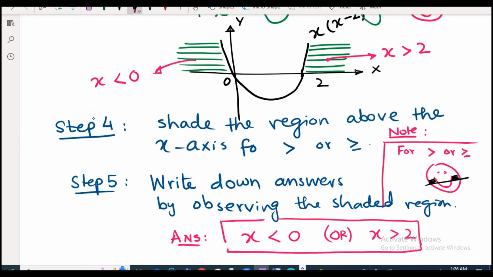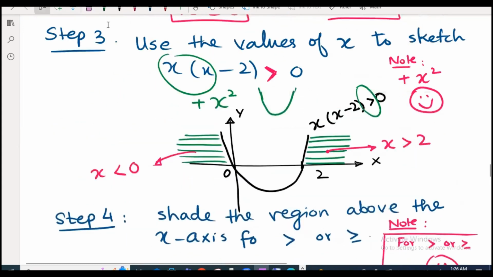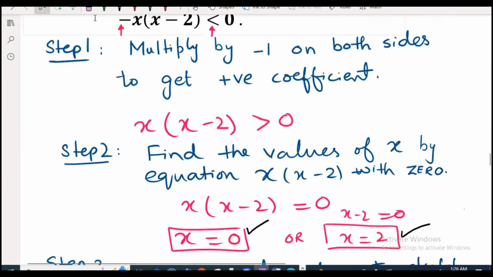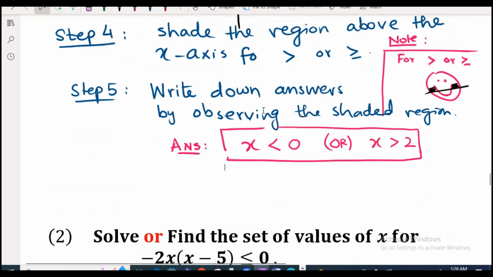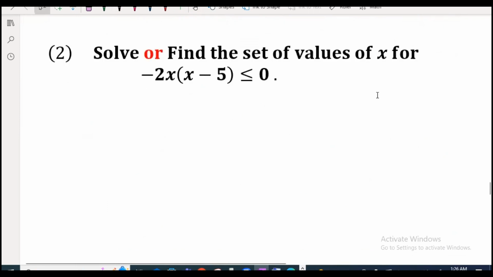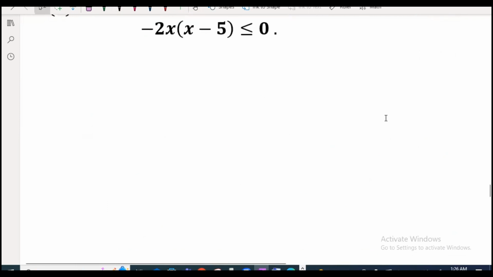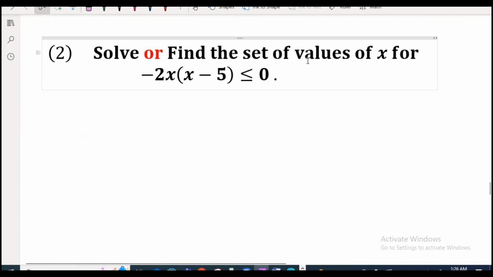You can verify these values of x by putting them in the original inequality. This is the original inequality here. Now, going to explain part 2. Solve or find the set of values of x for which minus 2x bracket x minus 5 is less than or equal to 0. I'm going to explain in 5 steps.